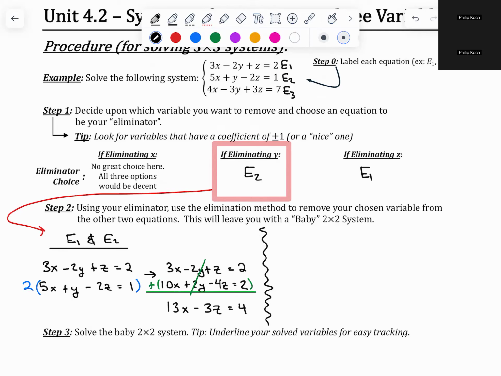And so we notice that when we eliminate one of the variables with one of the equations, we get a two-variable equation now that we've reduced it. And if we do it again with E2 and E3, we're always using our eliminator, E2. So E2 is 5x plus y minus 2z equals 1, and E3 is 4x minus 3y plus 3z is equal to 7. Slow down and let you write that out because that's quick.